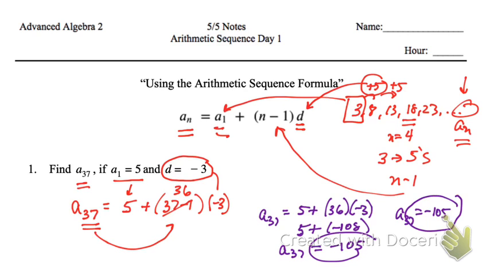Now, which brings up another point. If we are subtracting, which we are, that's what D says we do, we subtract 3. Eventually, we'll subtract the 3 enough times that we'll get to the negative numbers, and we have. We're way down at negative 105.